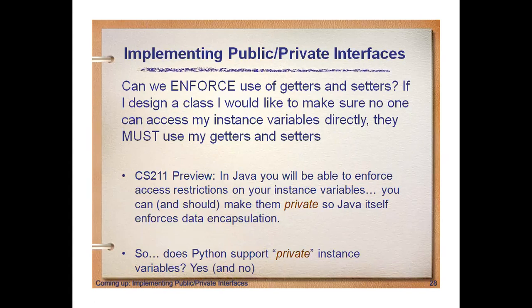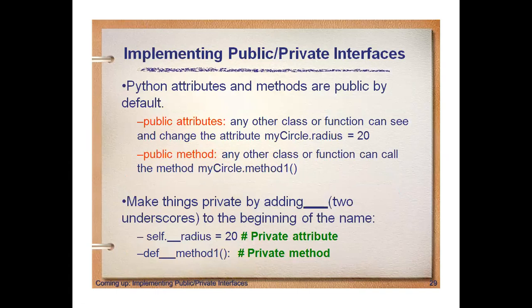So what happens in the case of Python? Does Python support private instance variables? Yes or no? We have seen in a previous slide that Python doesn't fully support private instances. So let's see what happens in Python programming. The methods and attributes are public by default. Please remember that. In Java or C++, it was something else. Public attributes can be seen and changed by any other class or function.